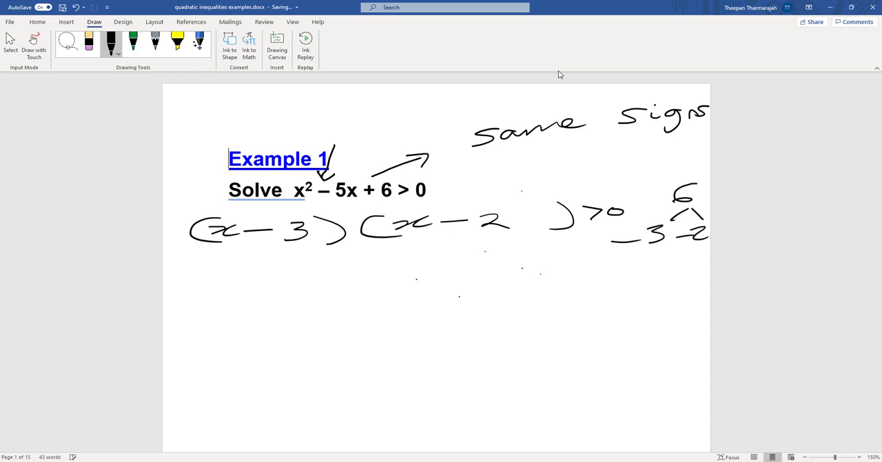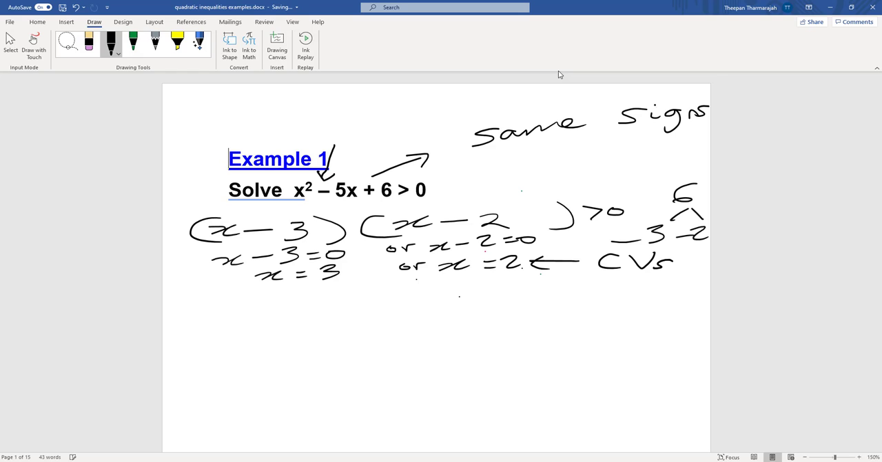So what we do when we solve this, we can say x minus 3 equals 0. So we can add 3 on both sides. So we get x equals 3. Or x minus 2 equals 0. So we can say that x equals 2. But these are called critical values. That's where, I'm going to write CV for short, critical values. That's where it crosses the x-axis.